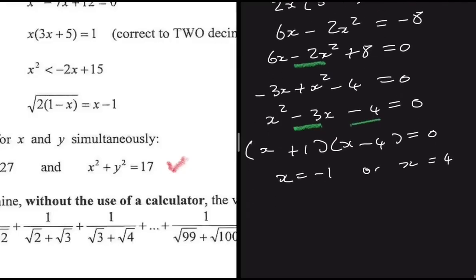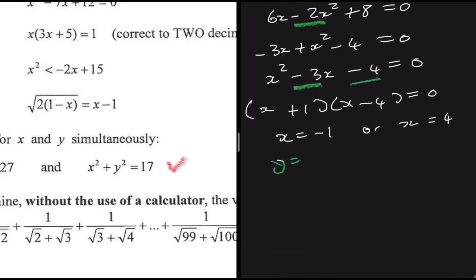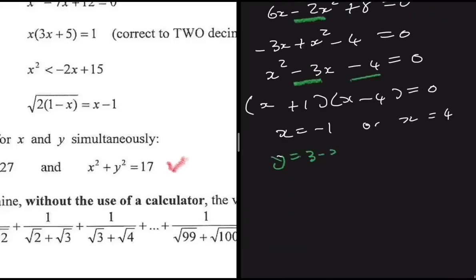We know that y is equal to 3 minus x. So when x is equal to minus 1, y should be equal to 3 minus minus 1, so y should be equal to 4. And then when x is equal to 4, y is equal to 3 minus x. So y is equal to 3 minus 4, y should be equal to minus 1.